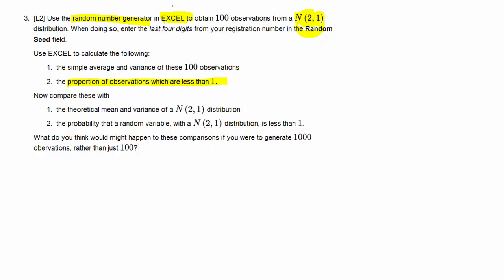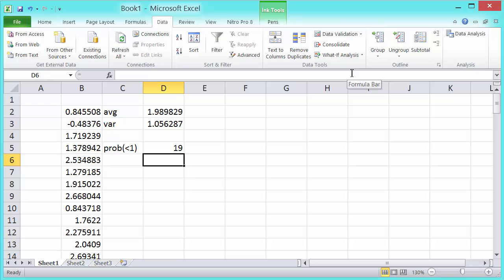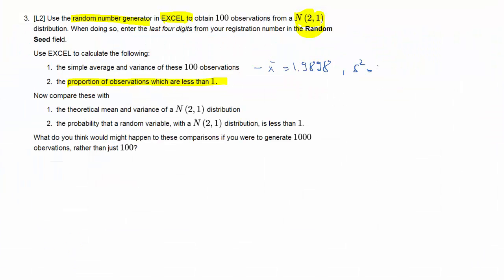So let's just write down what we got. Our sample average was 1.9898. The sample variance was 1.0563, and the proportion of values smaller than 1 was basically 19%. Okay, 0.19 was the proportion.